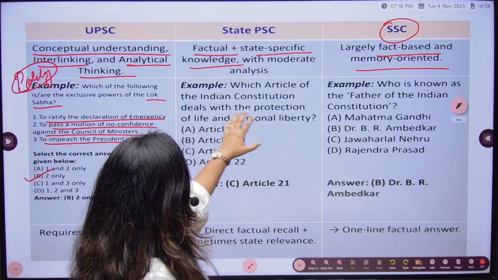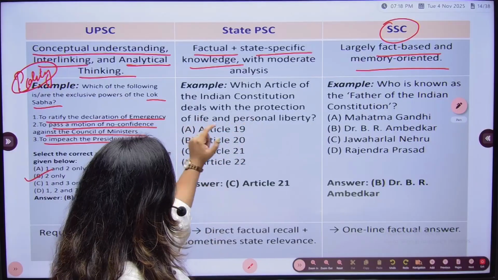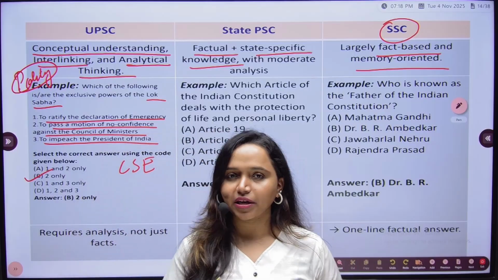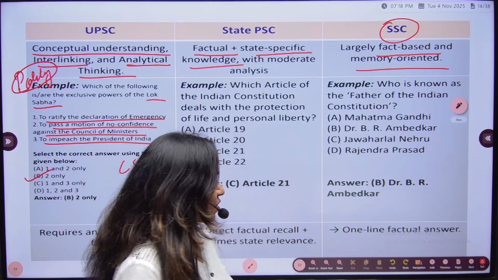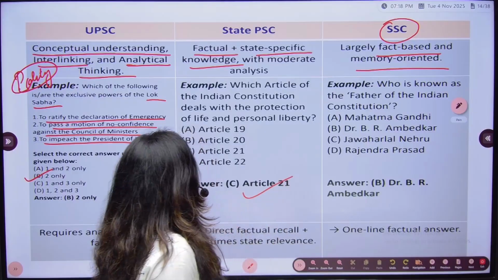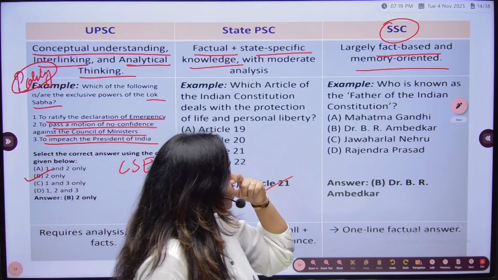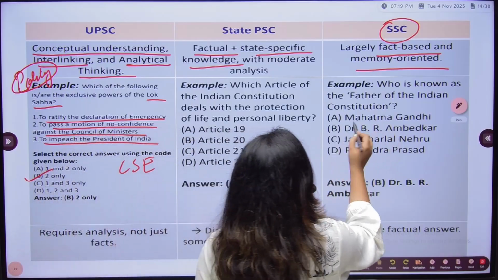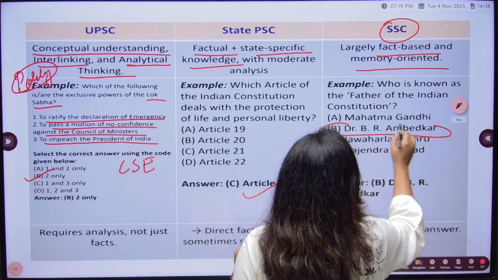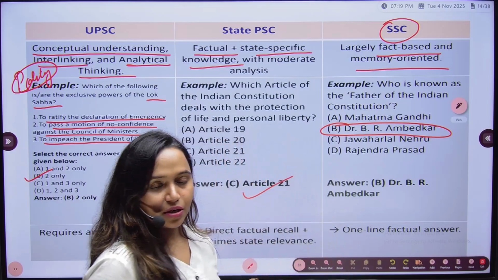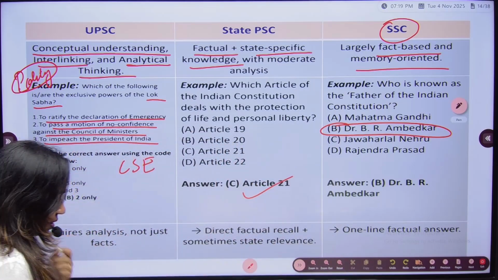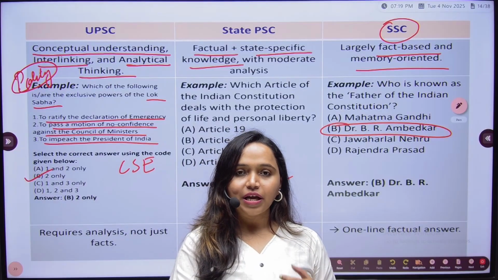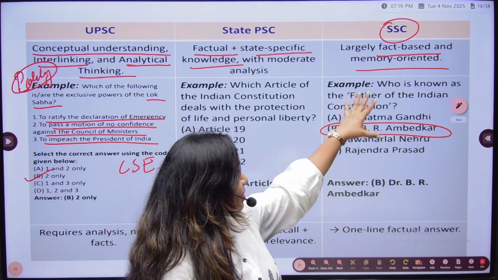Now, what is this question? Which article of the Indian Constitution deals with the protection of life and personal liberty? We know that states often focus on article-based questions, questions which are state-specific. So this is Article 21. And the other question is, who is known as the father of the Indian Constitution? This is an SSC level question, completely memory oriented, and the answer is B.R. Ambedkar. So this is just to show you the importance of PYQs and what the focus of PYQs is in different exams. So the focus of SSC is this.